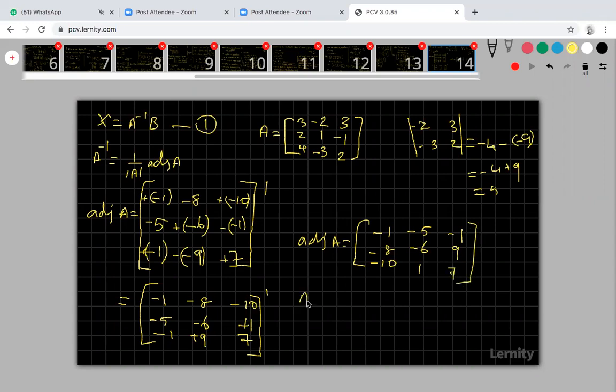What is your inverse? Your inverse is equal to -1/17 because your determinant of A is -17. And this is -1, -8, -10. This is -5, -6, 1. This is -1, 9, 7. This is my A inverse. Now apply that in X is equal to A inverse B.